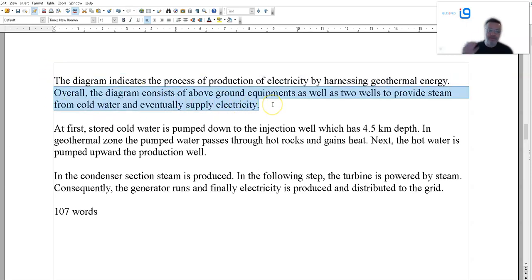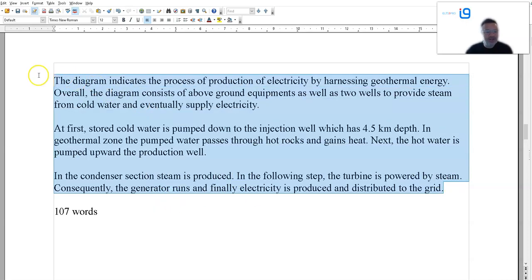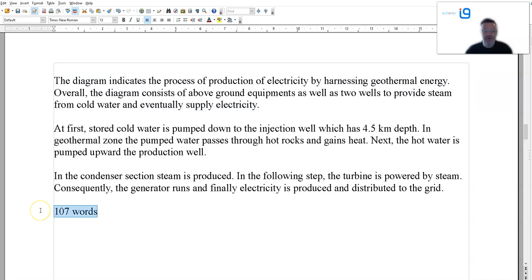Now, where's the stages? All that you've said is it's got this equipment, but it doesn't give a clear overview. It doesn't say what the stages are. There's this stage, there's that stage, etc. Stored cold water from depth in the geothermal zone. They put more passive hot against heat as well, so upwards, to the production well. In the condenser section, steam is produced. So they've got all the stages, but it's really, really short, simple sentences.